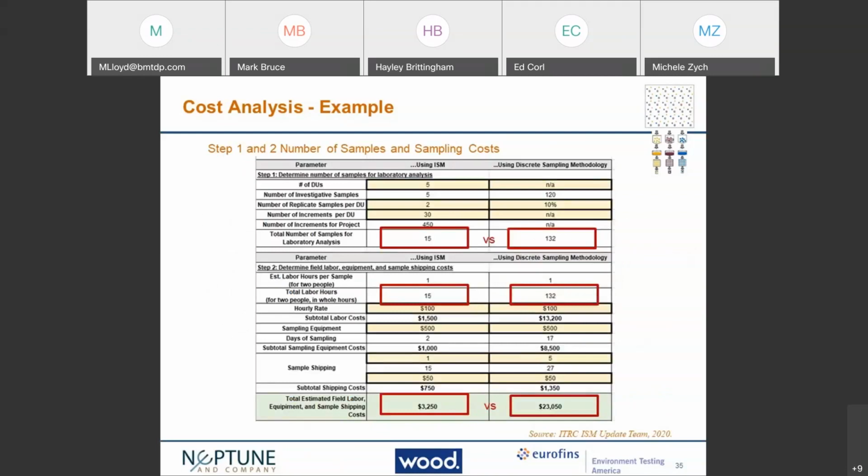Now, then there's the time associated with collecting those samples. And you may say, hey, wait a minute, how can it be just an hour to collect? One thing to realize is when you do collect ISM samples, you don't need to decon while you're with your sampling device within a specific decision unit.